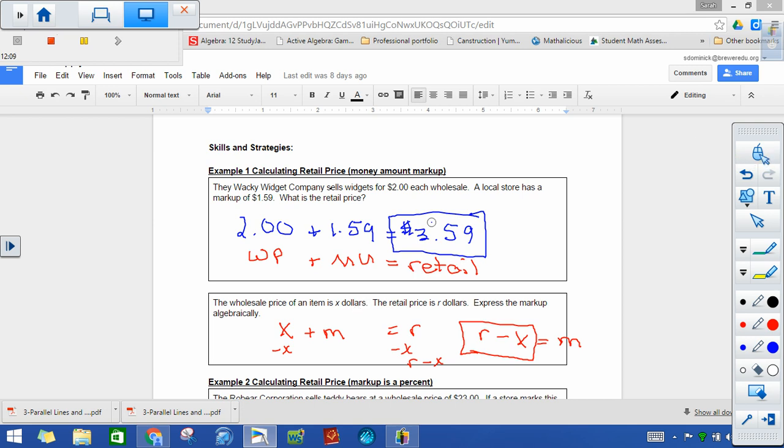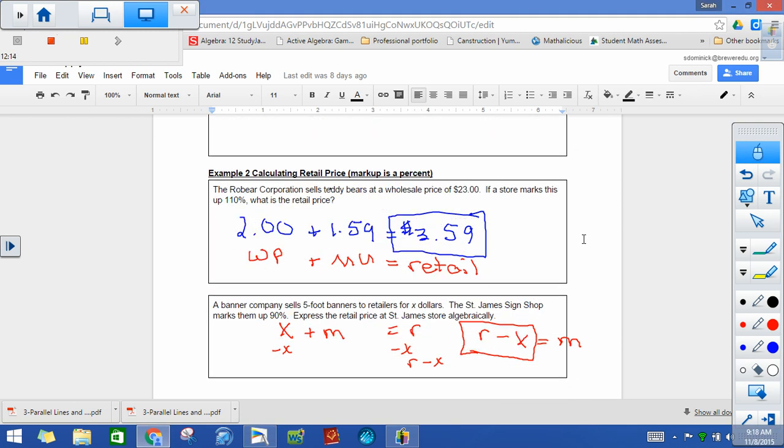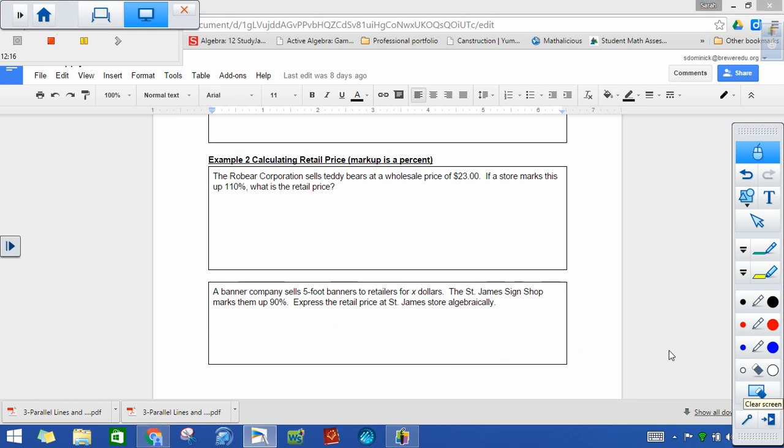Alright, so the next one that we're going to do is talking about the same idea, only instead of just monetary amounts, we have to use a percentage. So it's going to add an extra step. It says the Robert Corporation sells teddy bears at a wholesale price of $23. If a store marks this up 110%, what is the retail price? If they're marking it up over 100%, this price has to double. It's going to more than double. So I first have to find out what the markup would be. I have to figure out what 110% of the wholesale price would be.